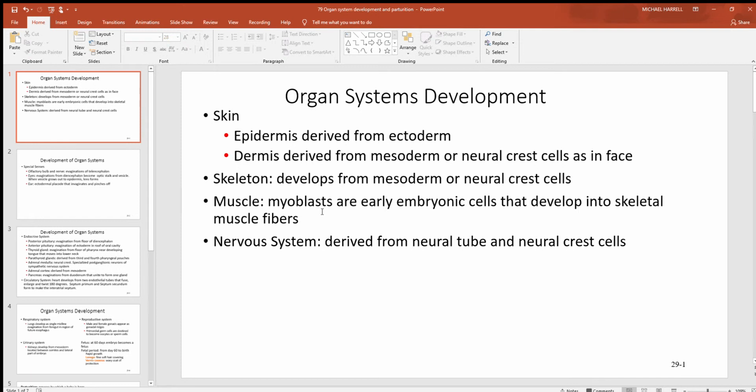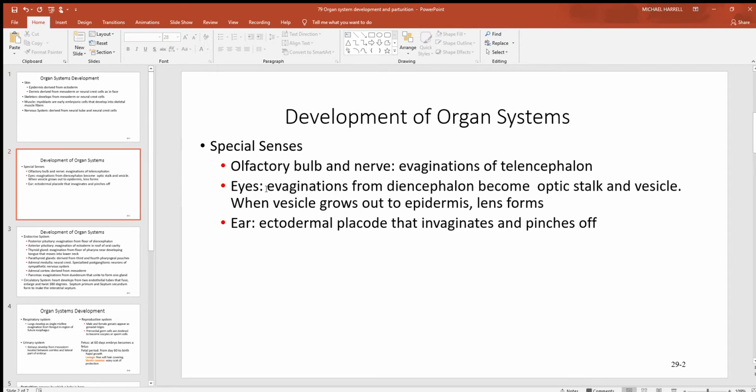The skeleton will largely develop from the mesoderm, also some neural crest cells. Muscle develops from myoblasts. That literally means muscle building cells. We only have these muscle building cells during embryonic development. That's why later in life we can't replace muscle. Somebody has a heart attack and they lose some of that muscle, well, it's never coming back. And then the nervous system is derived from the neural tube, which we saw previously.